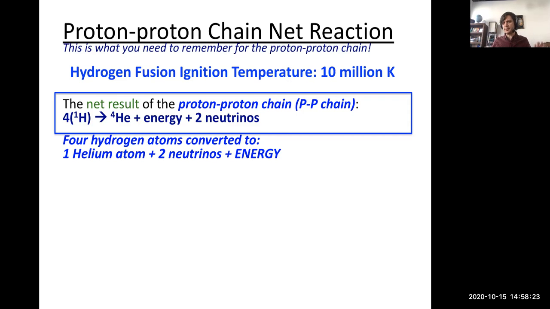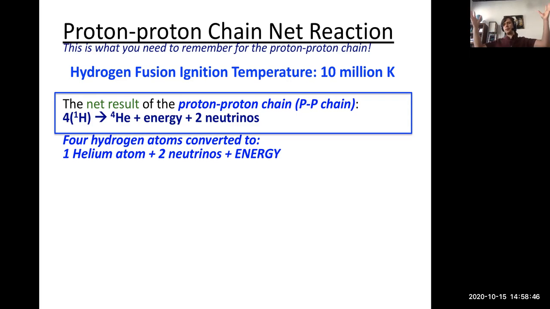The core of the sun's a little over 15 million Kelvin. We have the proton-proton chain in the core of the sun, the central part of the sun. And what does a proton-proton chain give us? I want you to remember the net reaction, that we're going to take four hydrogens. Four hydrogens gives us one helium plus energy plus two neutrinos.